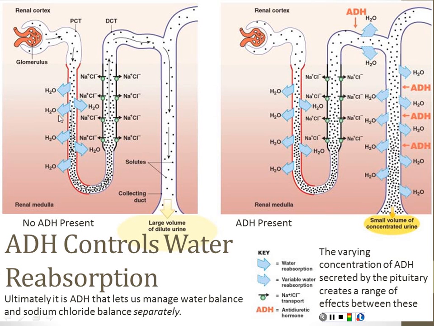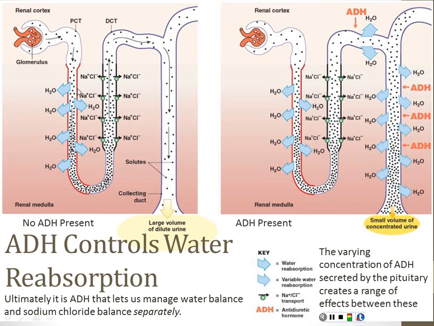So the kidney evolved first like this, to produce a large volume of very dilute urine. So this is what we see in fish and invertebrates, any creature that has a proper kidney, right?